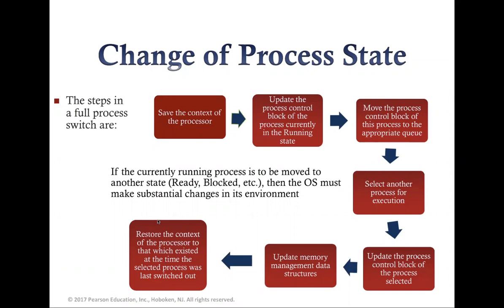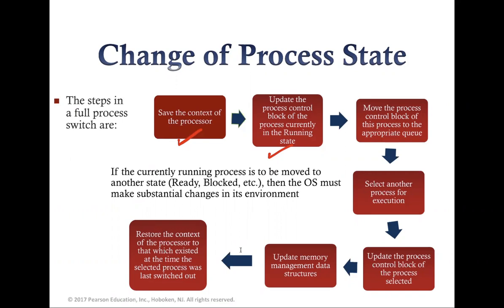The steps involved in a full process switch are as follows. First, the operating system will save the context of the processor, including program counter and other registers. The operating system will update the process control block of the process that is currently in running state. This includes changing the state of the process to one of the other states like ready, blocked, ready and suspended, or even exit.